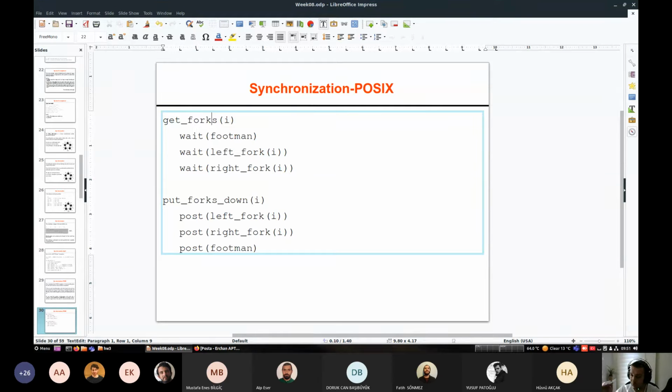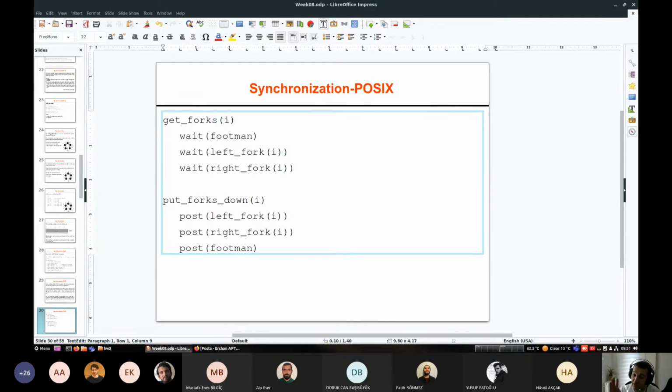So 4 is reduced to 3 after the wait. And then this process tries to take the left fork and the right fork. Now, maybe it will take both of them, or maybe it will take only one of them. Is there a case where it takes only one of them?